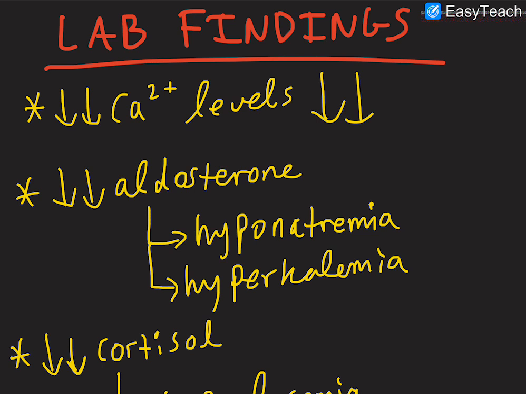What's the other finding we said? We said adrenal gland insufficiency, Addison's disease. What do your adrenal glands produce? Remember the first layer of your adrenal glands? Remember, we have the adrenal cortex and adrenal medulla. The adrenal cortex is made up of zona fasciculata, zona reticularis, and zona glomerulosa.